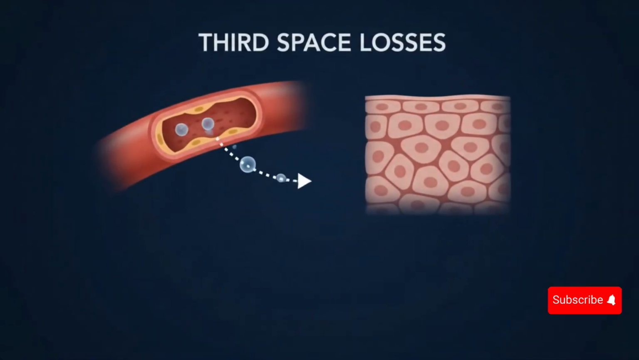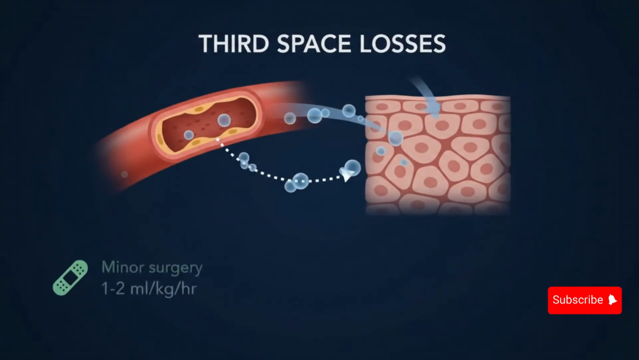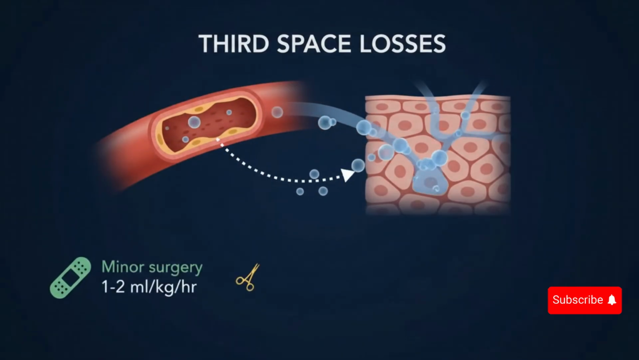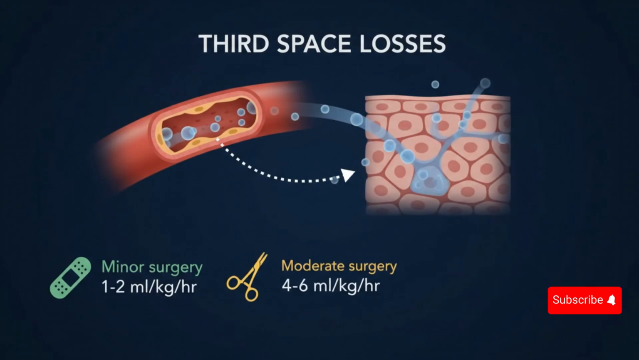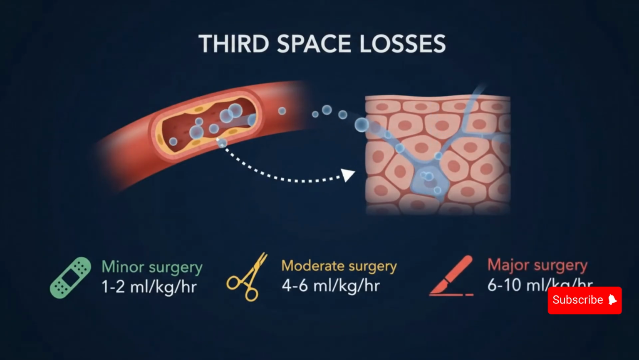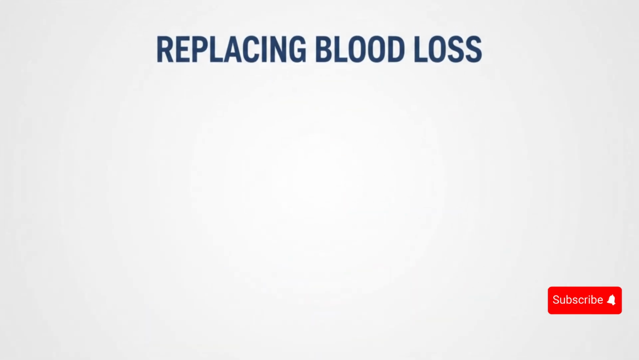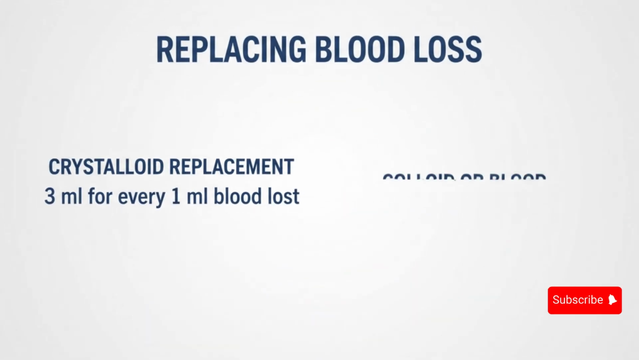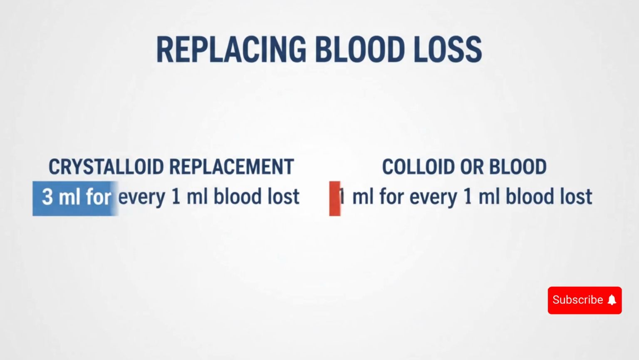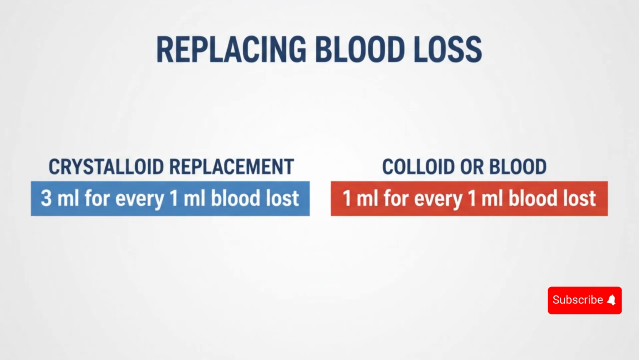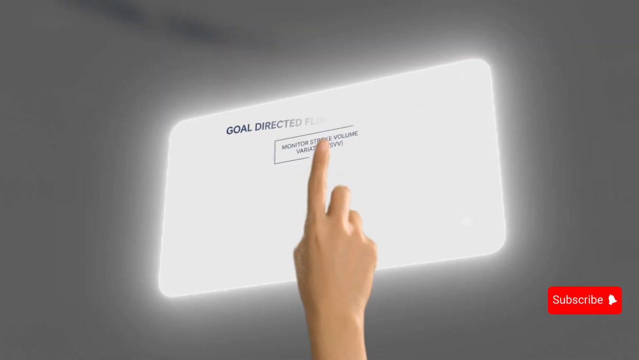Third space losses shift fluids into tissues. Minor surgeries need 1 to 2, major surgeries up to 10 ml per kg per hour. Replace blood loss with 3-to-1 ratio using crystalloid or 1-to-1 ratio using colloid or blood.